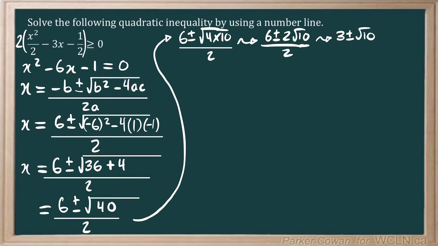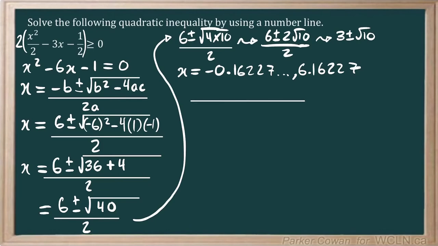Okay, so now we want to find our x values here, so we're just going to punch this in the calculator, 3 plus root 10 and 3 minus root 10. And that's going to give us negative 0.16227 and also 6.16227. Okay, so now we have our roots of this equation, and we can go ahead and solve this inequality using a number line. So what we can find from these roots is, picture the x-axis, and these are where the parabola is going to intersect with our x-axis, right?